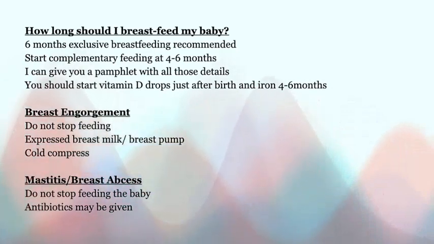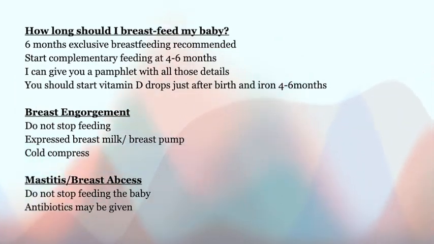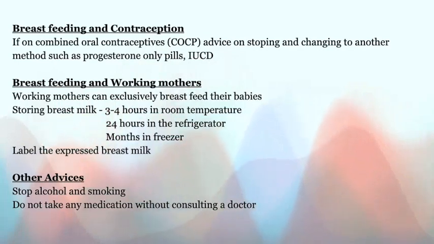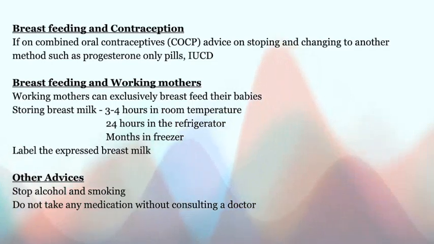If the mother presents with a condition such as mastitis or breast abscess, you should advise the mother not to stop breastfeeding, and if needed, you can say antibiotics will be given to the mother. Breastfeeding and contraception. If the mother is on combined oral contraceptives, advise the mother on stopping and changing to another method, such as progesterone-only pills or an intrauterine contraceptive device. Breastfeeding and working mothers.